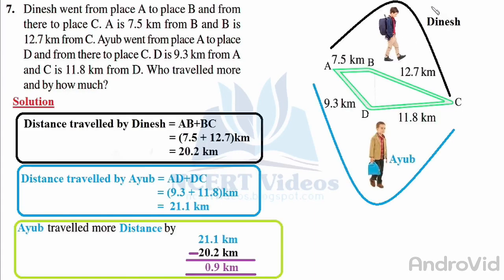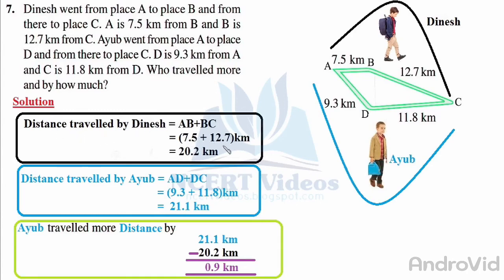You can visualize it. This is Dinesh and he moves from A to B, which is 7.5 kilometers, then B to C, which is 12.7 kilometers. So the total distance will be the addition of this, or AB plus BC. Whereas in case of Ayub, he moved from A to D and then from D to C, which is 9.3 plus 11.8. That is what we have done here.